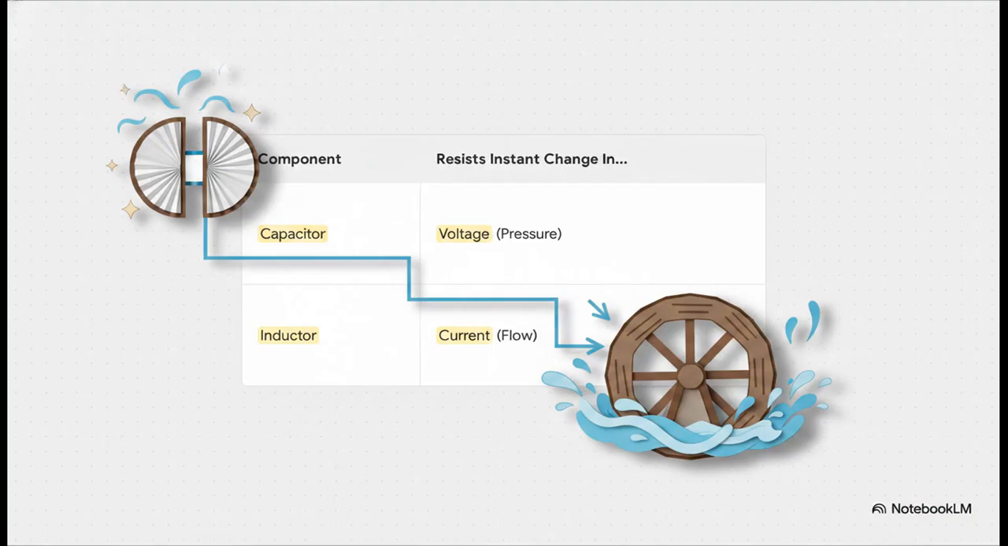So you see this amazing, perfect duality we've got here? The capacitor, our rubber sheet, resists sudden changes in pressure, which is voltage. The inductor, our heavy water wheel, resists sudden changes in flow, which is current. If you can just nail down this one distinction, you're halfway to understanding almost any circuit out there.